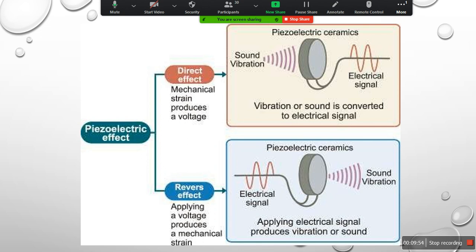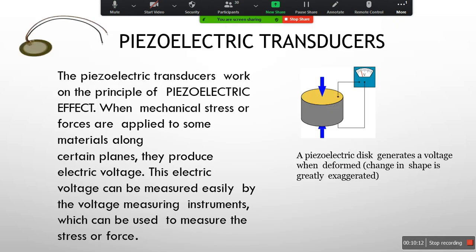So that is nothing but whenever you put a mic near the piezoelectric crystal, then you can easily hear the sound which is coming from the electrical signal. So this is called the reverse effect. So this is what the piezoelectric effect is. I hope you got a very clear idea regarding the piezoelectric effect.